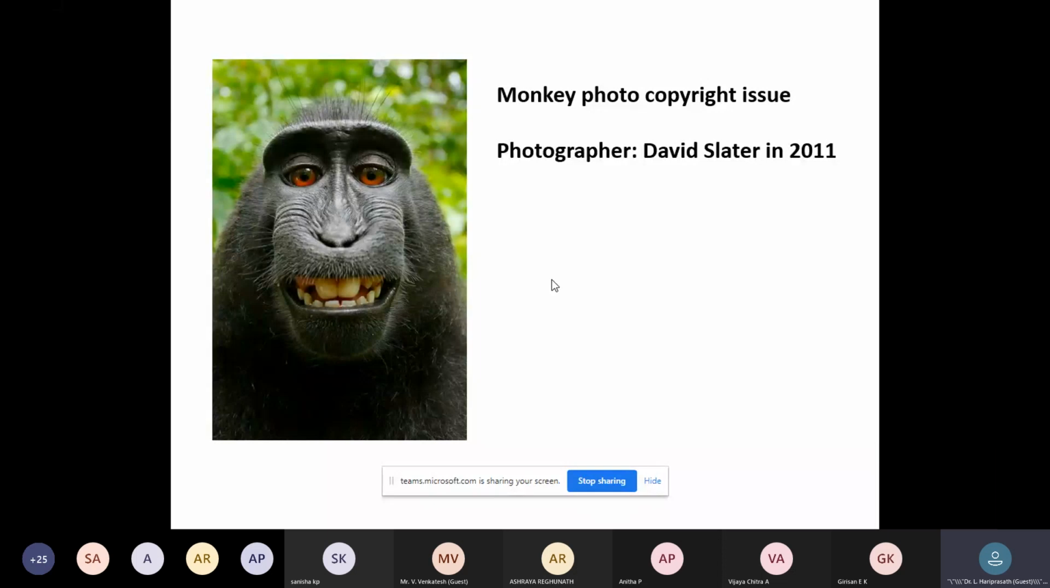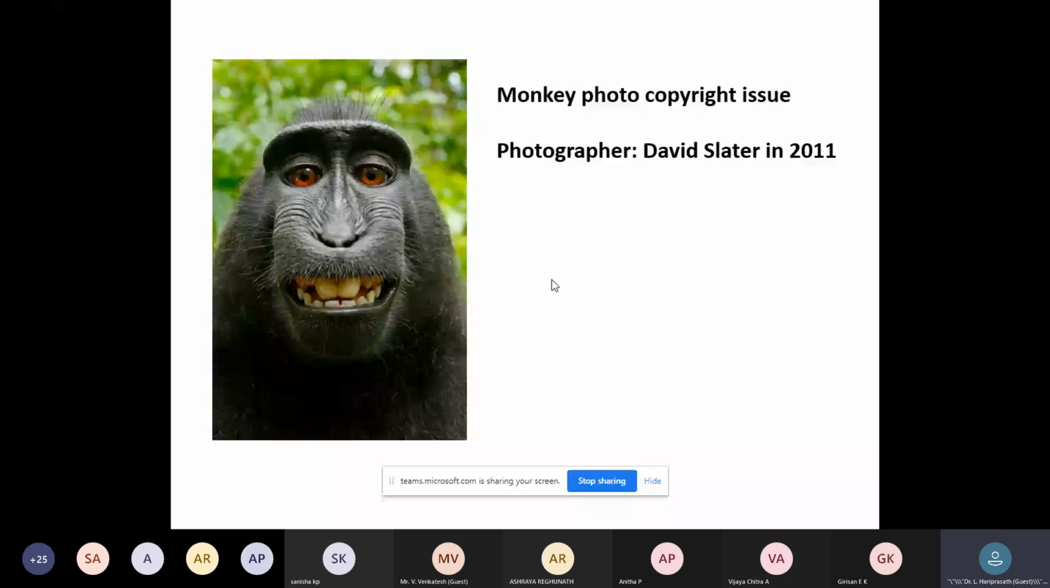And further, out of court, these two discussed, and the photographer came to a settlement that, okay, whatever earnings I make through this photograph when I post it on social media, 50% I will give to the maintenance of this animal, to the maintenance center or the zoo where this animal was.